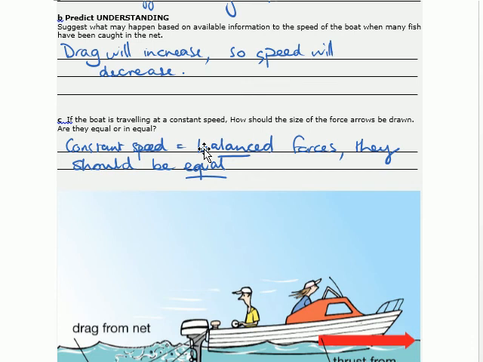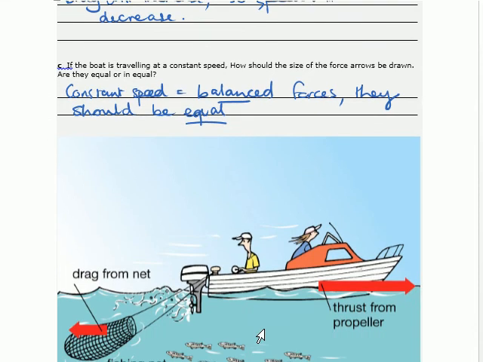Part C, if the boat's travelling at a constant speed, how should the size of the force arrows be drawn? Constant speed, what you need to remember is that constant speed means balanced forces. Constant speed or no movement means balanced forces, either of those cases. If the forces were balanced, the arrows should be going in the opposite direction to each other still, but they should be the same size.